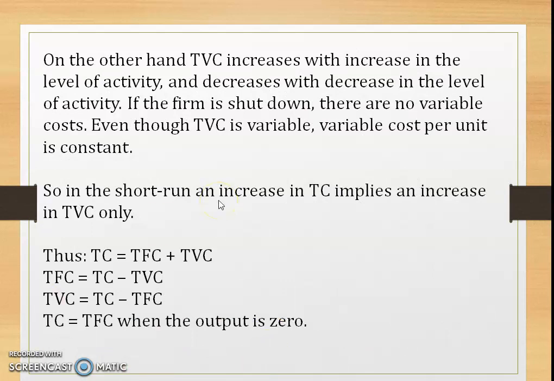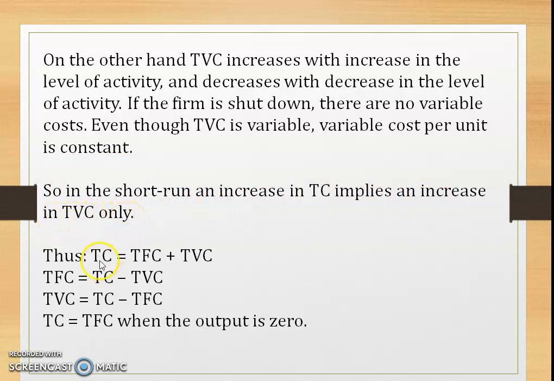On the other hand, the total variable cost increases with increase in the level of activity and decreases with decrease in the level of activity. That means it is based on the output. If the output is less, naturally this will decrease, and if the output is more, the TVC will naturally increase. If the firm is shut down, there are no variable costs, but fixed cost will be there. Even though TVC varies, variable cost per unit is constant. So in the short run, an increase in total cost implies an increase in total variable cost only.